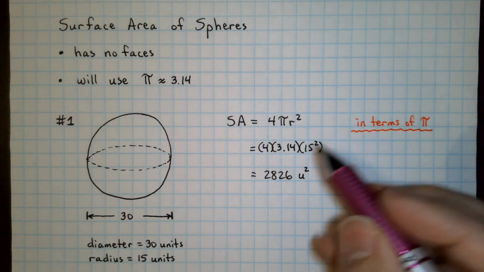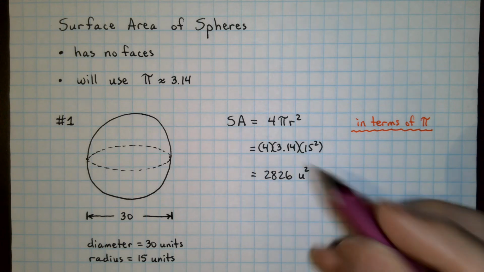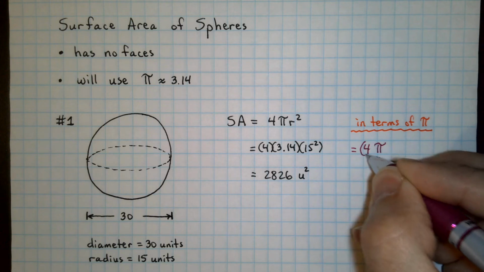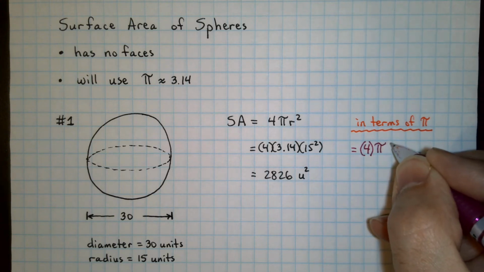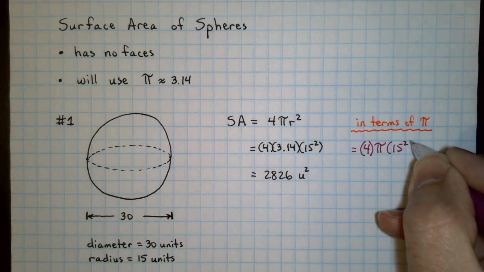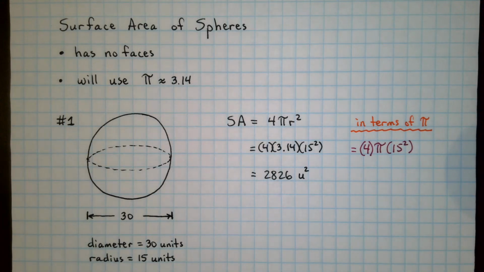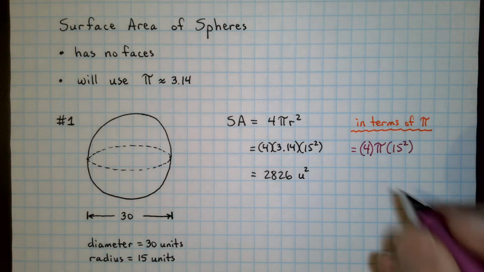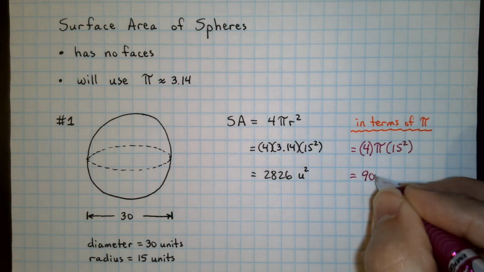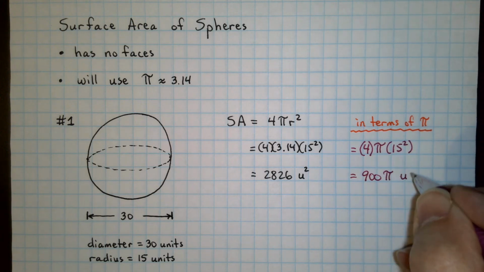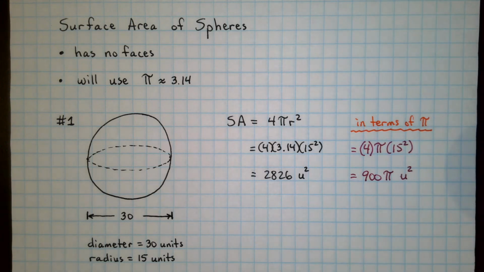That means that here where we had 3.14, we would instead leave the pi symbol there. So we would have 4 times pi times 15 squared. But we would not put 3.14. We would just leave the symbol there. Everything else gets multiplied as normal. You get 900. And then pi goes with that. And you still have units squared.